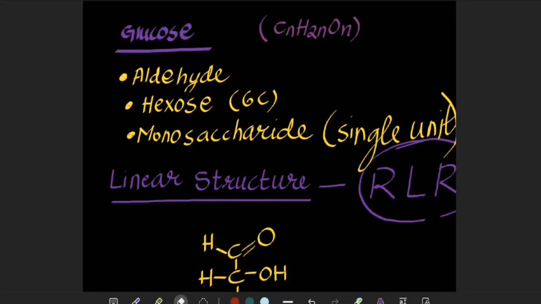Hi everyone. So today we are going to learn about the structure of glucose. We're going to learn about the linear structure of glucose and how we can draw the ring structure of glucose as well.